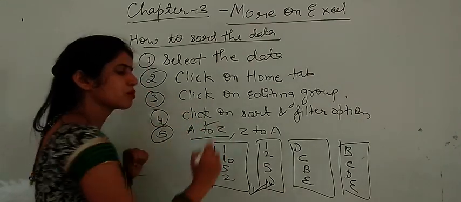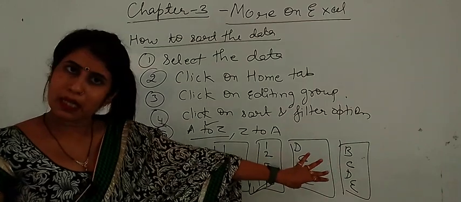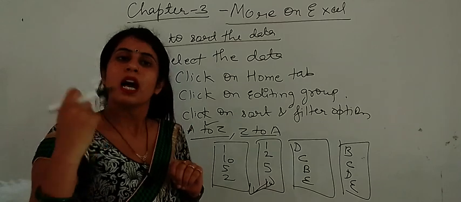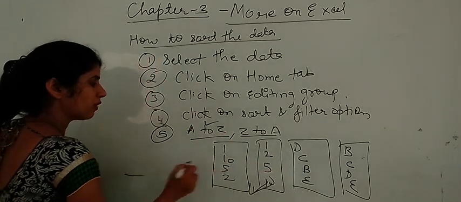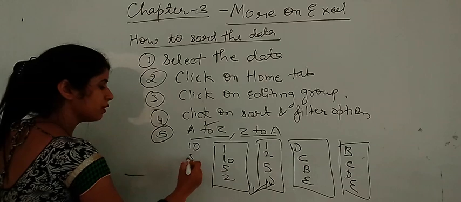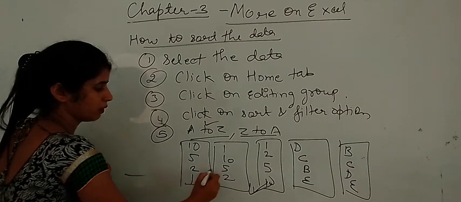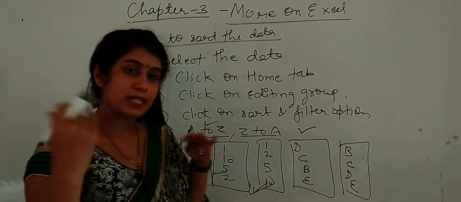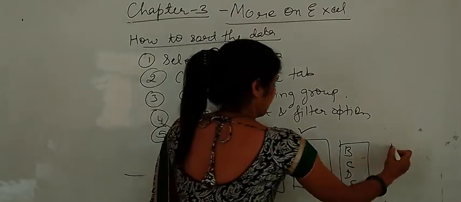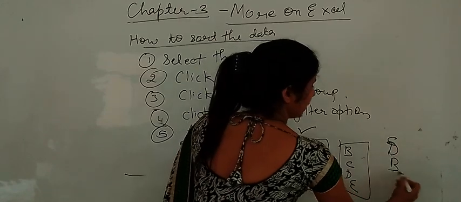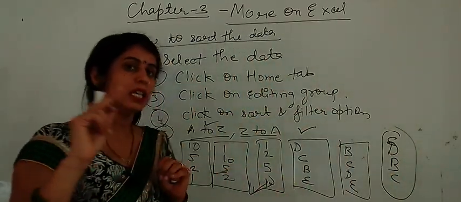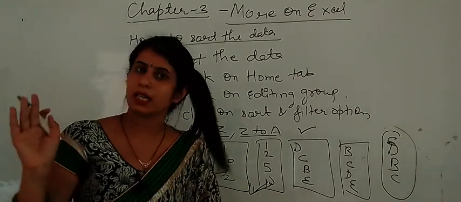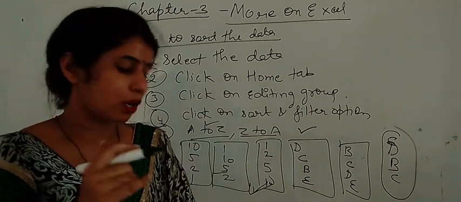Suppose I choose A to Z, then things will happen in this way, and if I choose Z to A, then things will happen oppositely. Suppose it is 1, 2, 5, 10. In descending order it will give you 10, 5, 2, 1, and for this alphabetic data in descending order it will give you E, D, C, B. So in this way we are able to sort the data. This was about sorting.